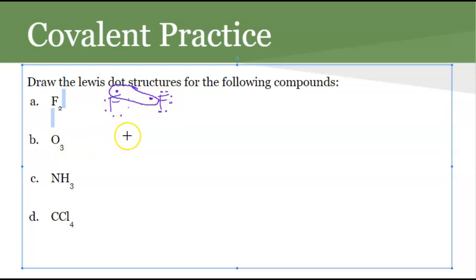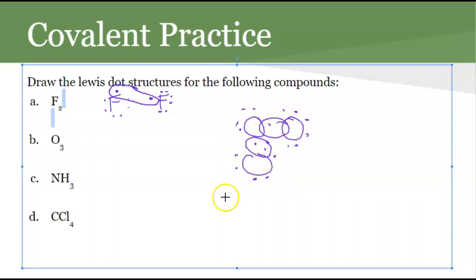I can do the same thing with oxygen, O2. Oxygen has 6 valence electrons, 1, 2, 3, 4, 5, 6. And I can do the same thing over here. 1, 2, 3, 4, 5, 6. And another oxygen, 1, 2, 3, 4, 5, 6. So what ends up happening is they share electrons so that they end up having more, completing that octet.